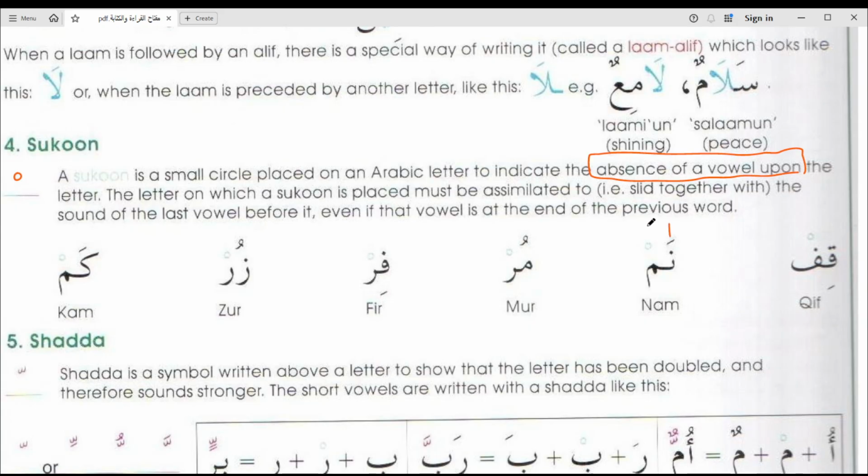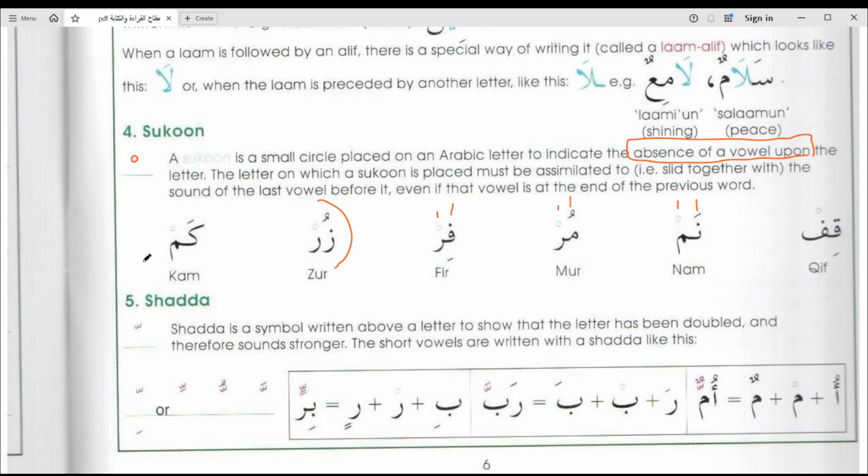Na, so it's going to be nam. Here it's going to be mu, r. It's going to be mur. Here is going to be fi, r. Fir, same thing. Zur, same thing. Kam. This is so easy. The sukun is so easy, and you are going to see it with the first letters of our alphabet, alif and ba and ta and so on, because each one of them has a sukun case.